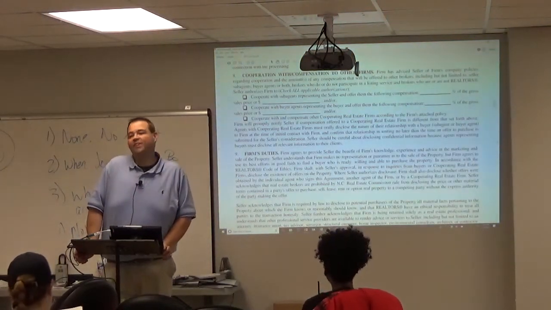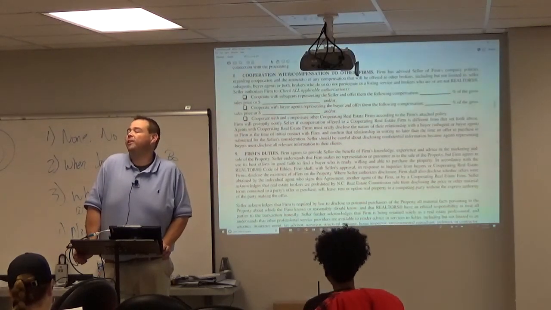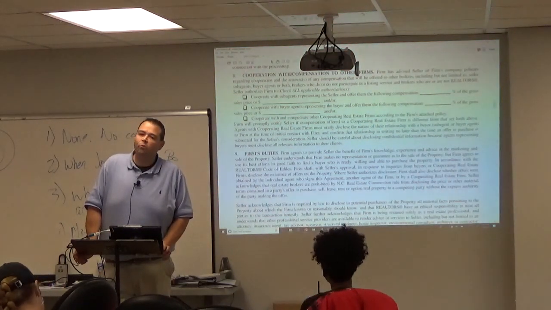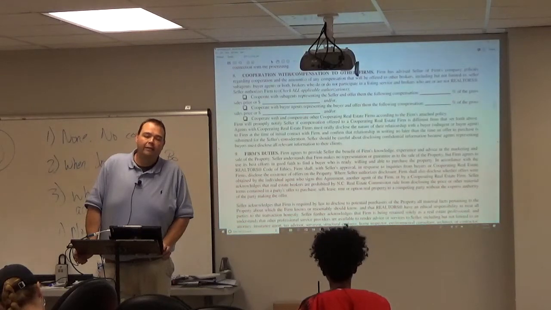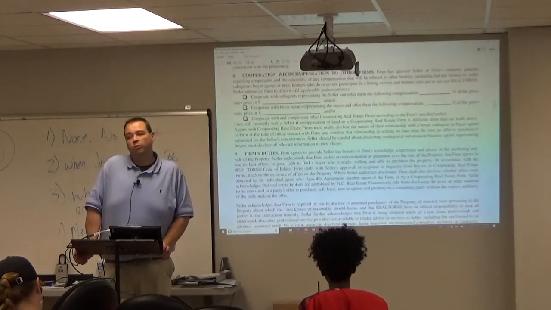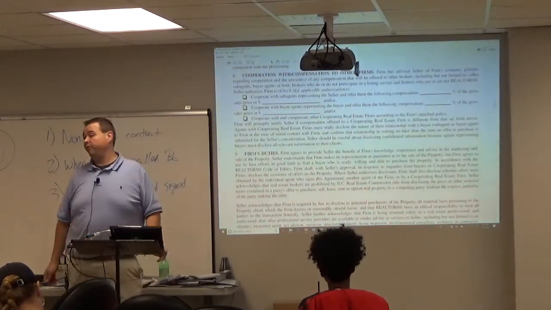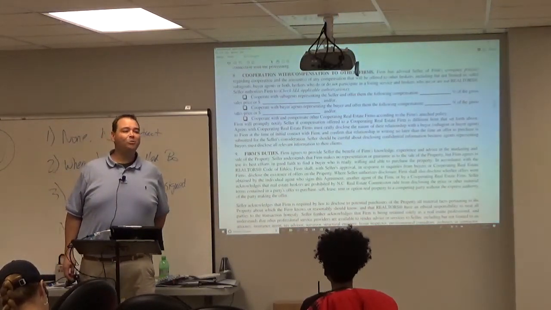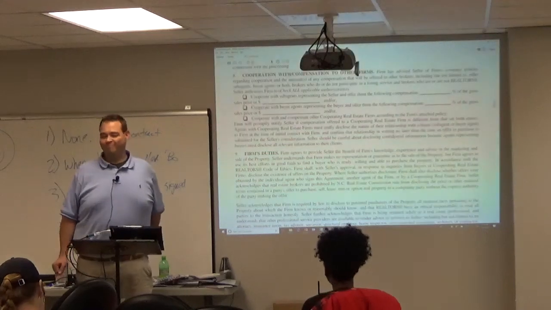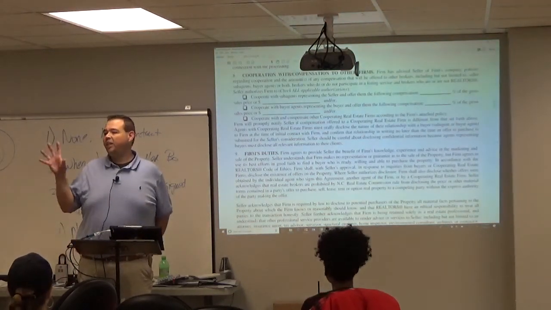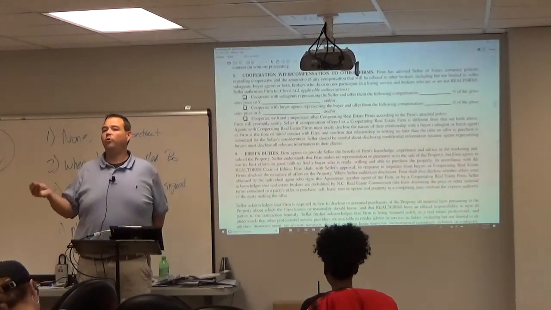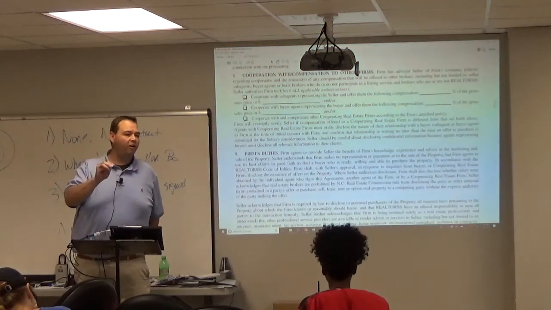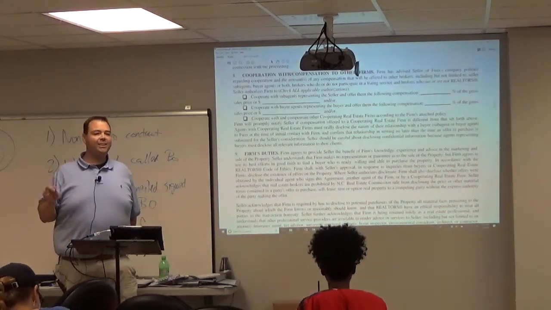Paragraph 8, compensation to other firms. This is the cooperation page. This is where you decide how much of the total commission is going to be shared with a firm that brings you what? A buyer. Now here's what you need to keep in mind, folks. This is sharing what you've already decided you were going to charge. This is not in addition to.